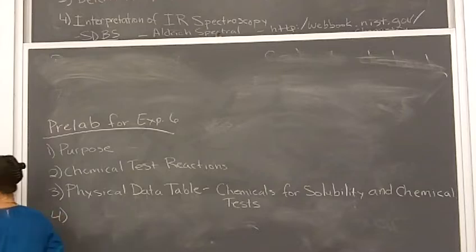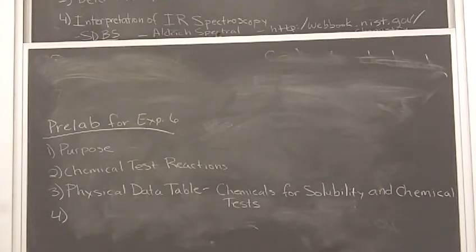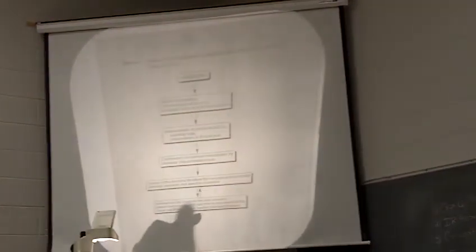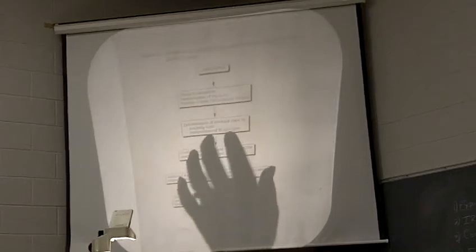Then, flow chart. Here is your flow chart. Your flow chart is in your lab manual, so it's a little bit different than your normal flow chart. It's just showing you get your unknown, what are the basic steps to identifying your unknown. Okay, so here is your flow chart, and again, it's in your lab manual.